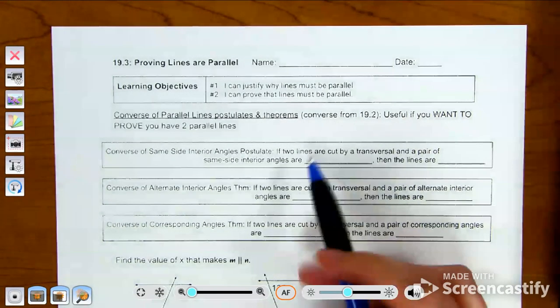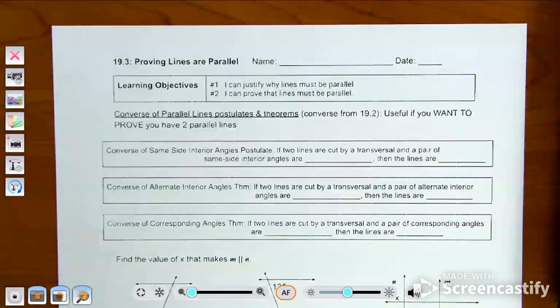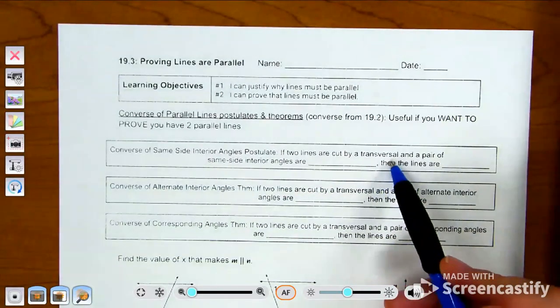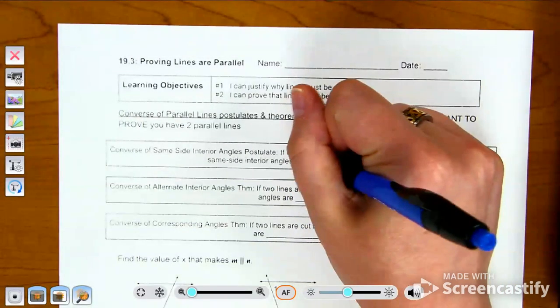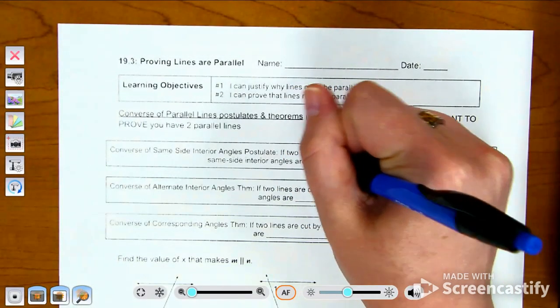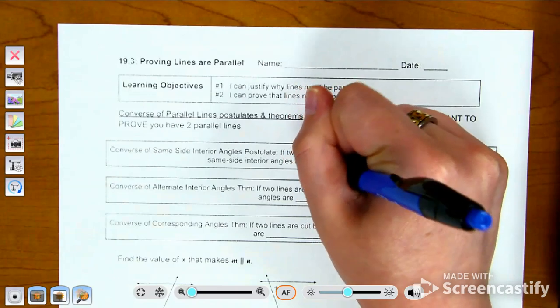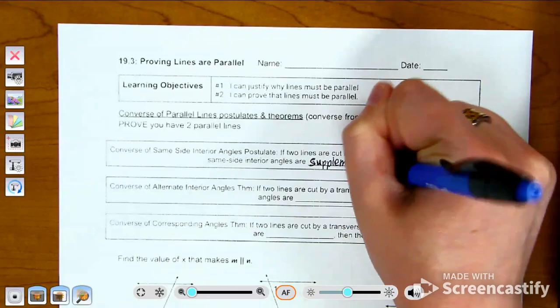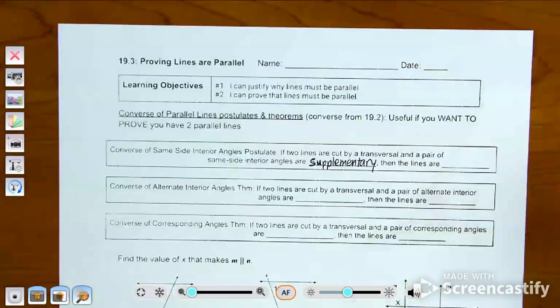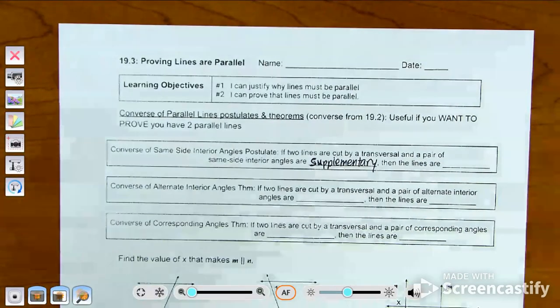So if we have two lines, we don't know if they're parallel or not, that are cut by a transversal, and a pair of same side interior angles are supplementary, then it turns out that the lines have to be parallel.